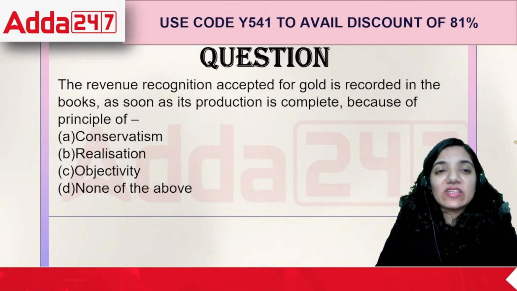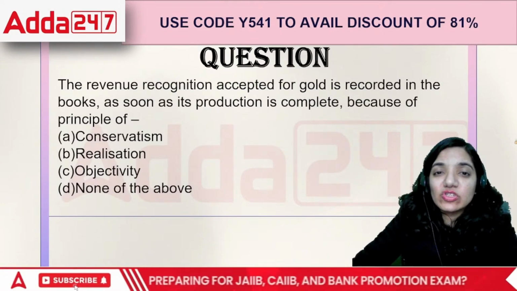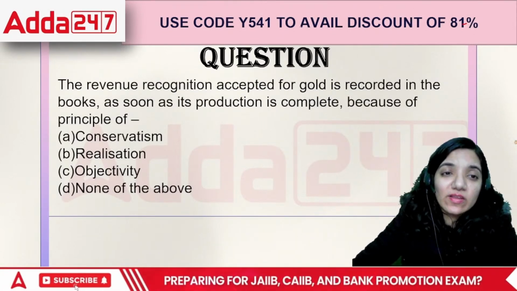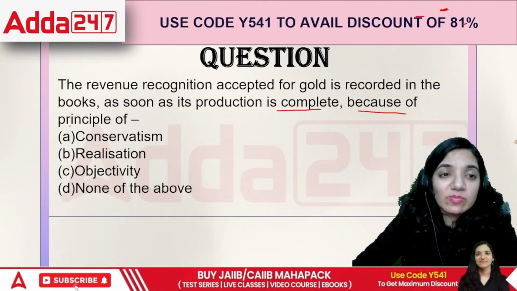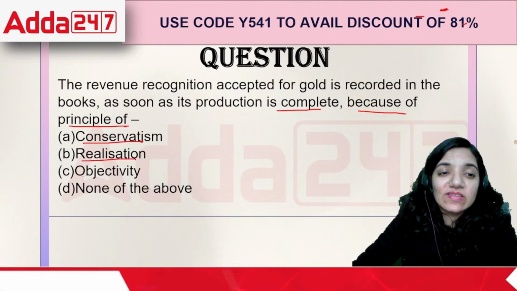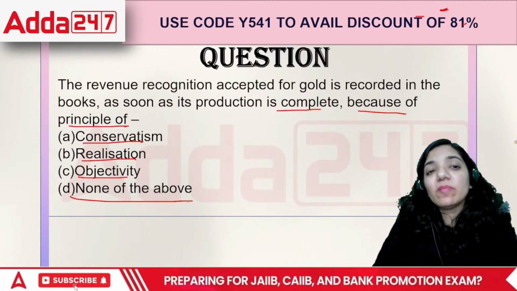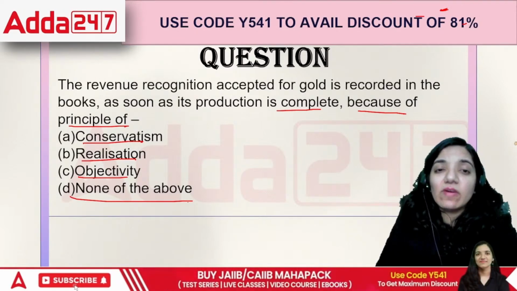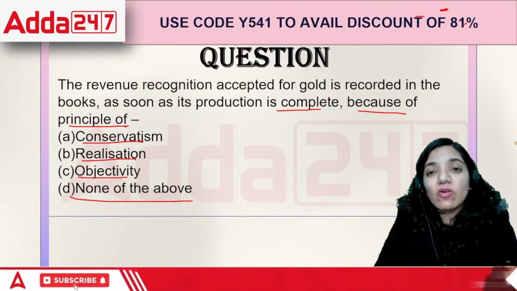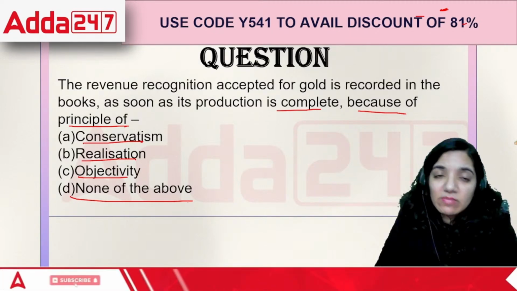Okay, here comes the next question. The revenue recognition accepted for gold is recorded in the books as soon as the production is complete because of the principle of conservatism, realization, objectivity, or none of the above. When we talk about revenue recognition, that means we recognize the revenue. When do we record the income in terms of our books?